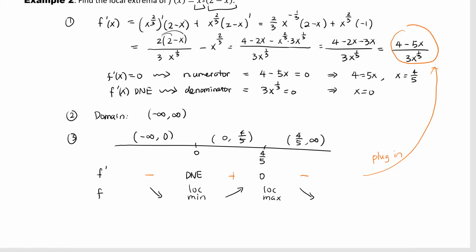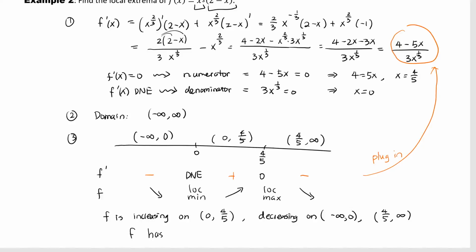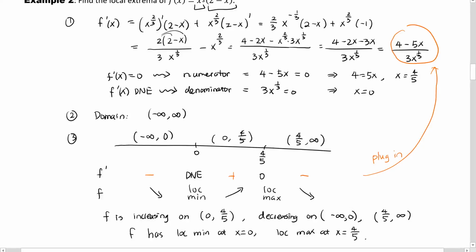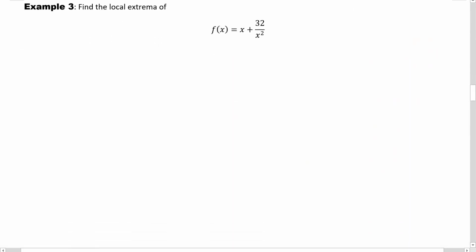Okay, so let's make a conclusion. f is increasing on (0, 4/5) and is decreasing on (minus infinity, 0) and (4/5, infinity). f has a local min at x equals 0 and a local max at x equals 4/5. All right, so that is example 2.